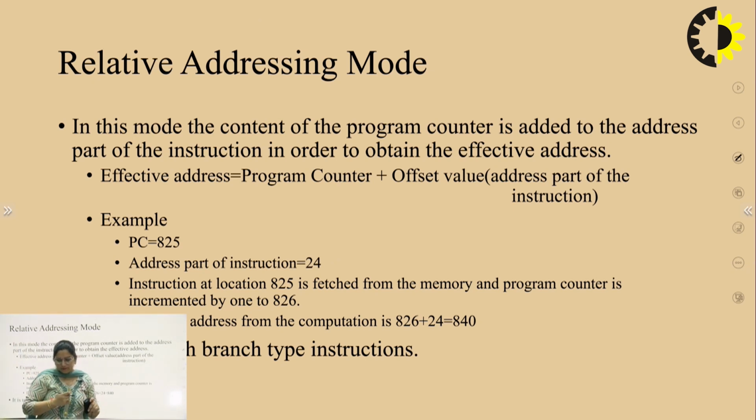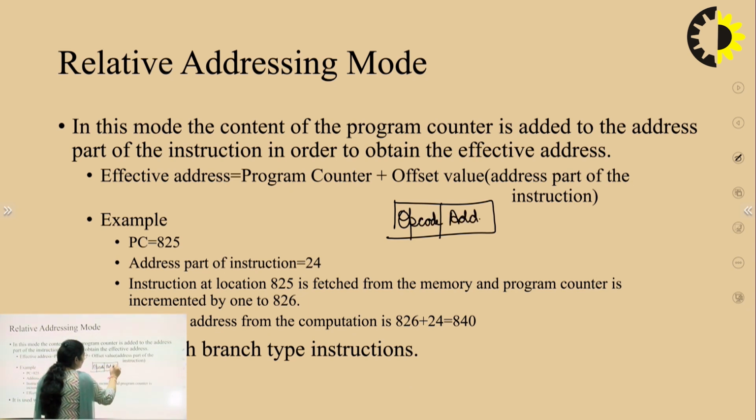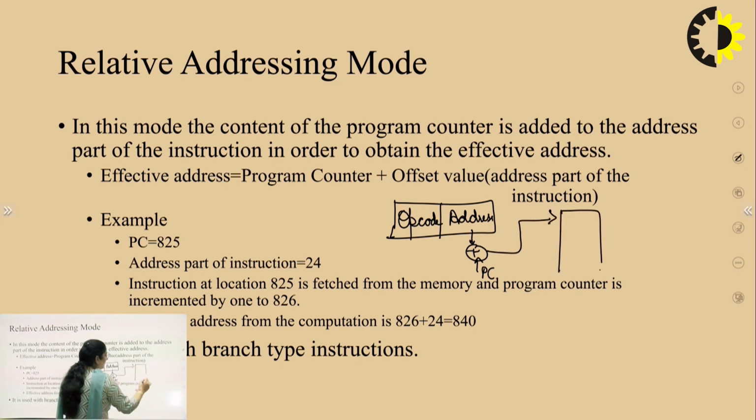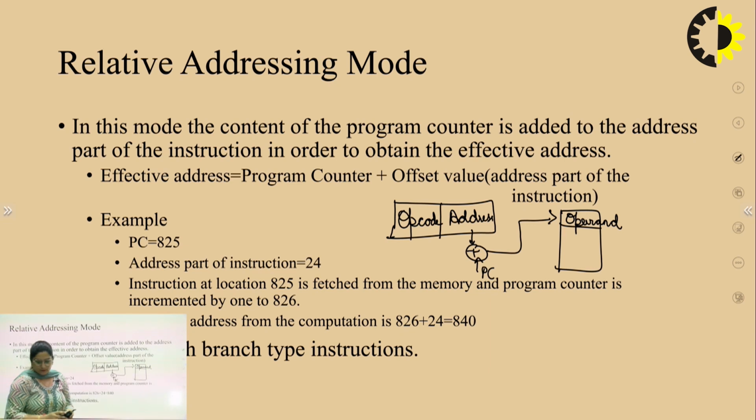So what we do here, for example, we add this value to the value of the program counter, and that will be the memory location of the operand. So the effective address is the value of the program counter plus the offset value.